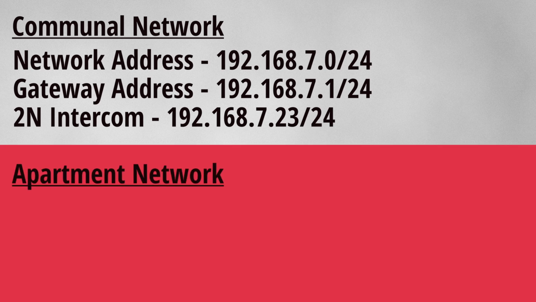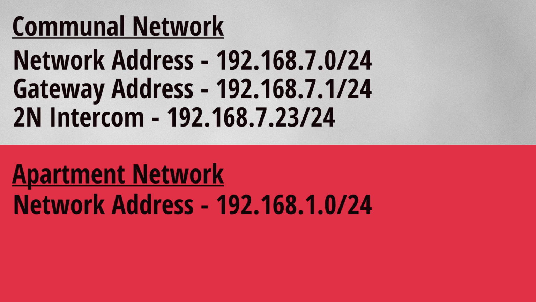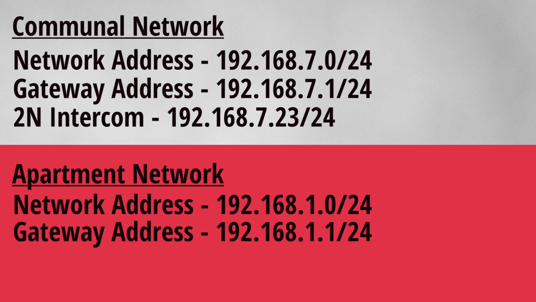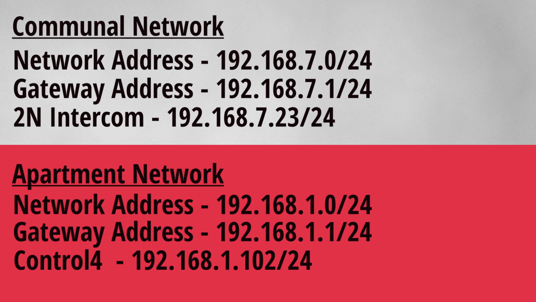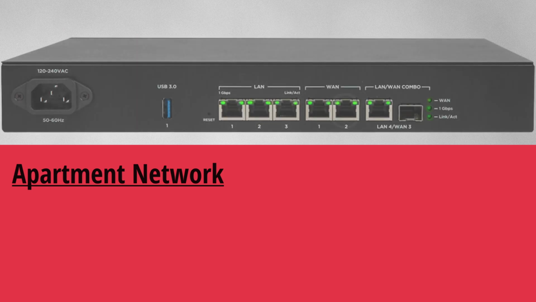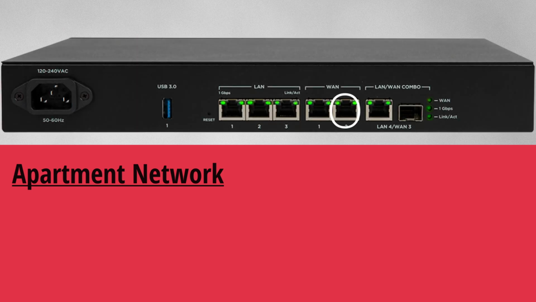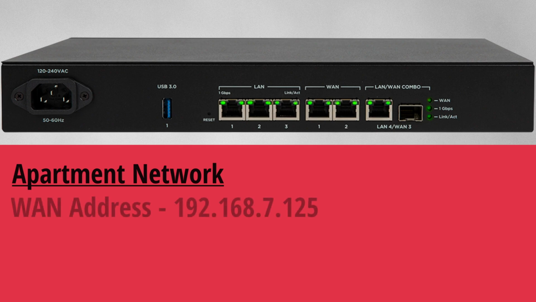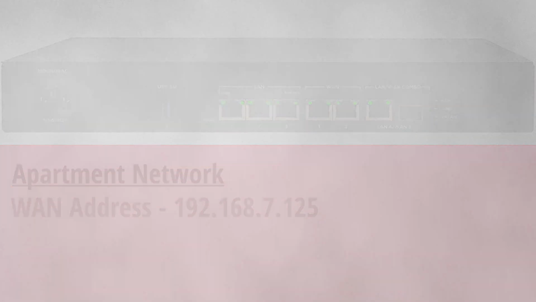Then we've got the apartment network. The apartment network address is 192.168.1.0/24. The gateway address is 192.168.1.1, and the Control4 address is 192.168.1.102. In WAN 2 of this router is the connection from the communal network, and the WAN IP address of the apartment router is a host address on the communal network, which is 192.168.7.125.